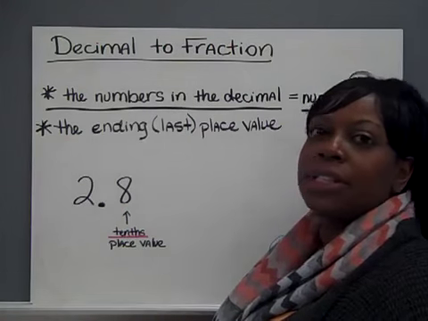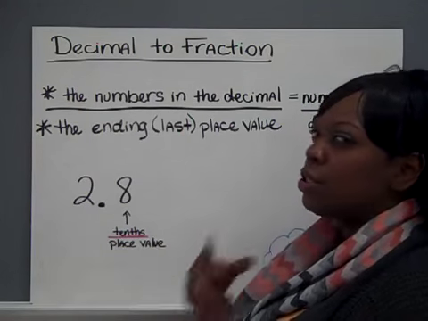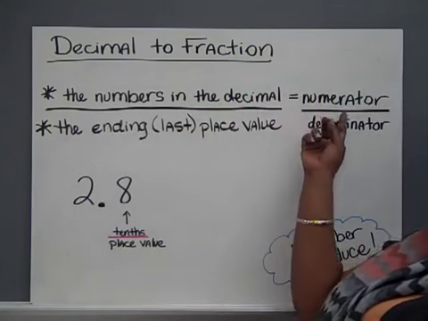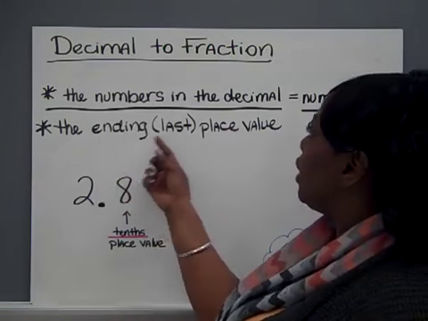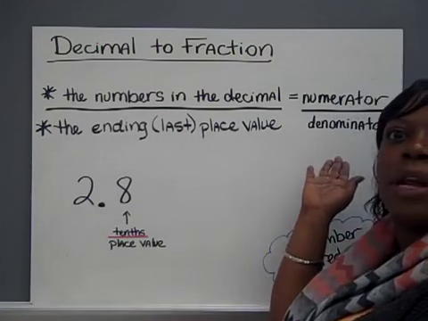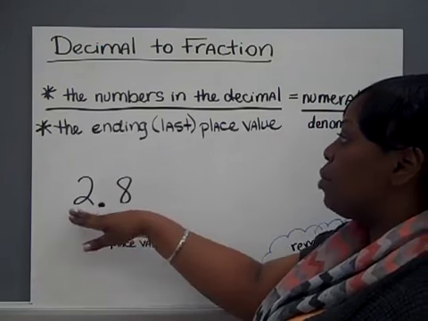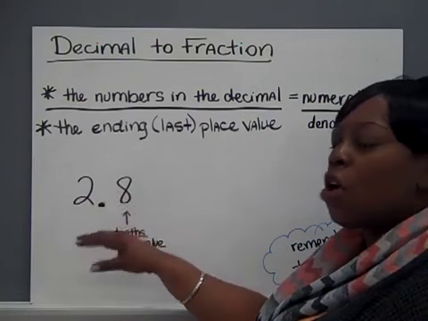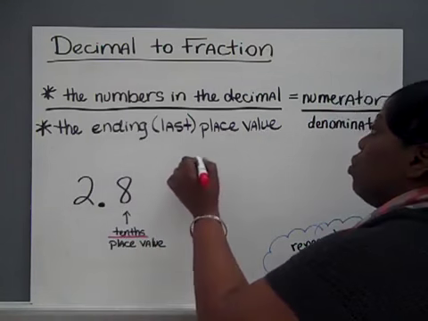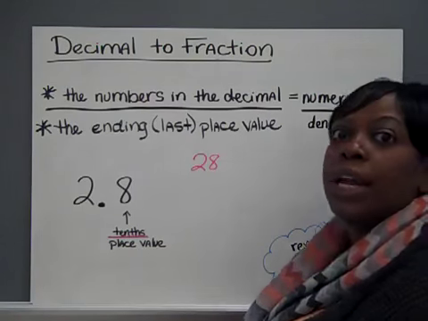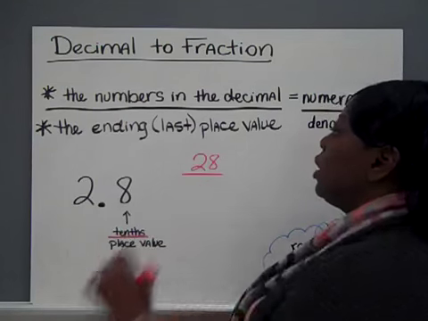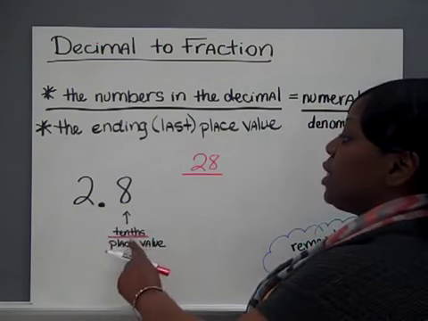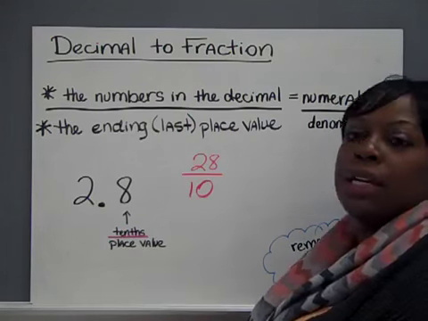Now, a decimal to a fraction. This one, there's two things to remember. You have to notice that the numbers in the decimal, they're going to make up your numerator. While the ending or the last place value, that's where your denominator is going to come from. So an example, 2.8. If you look at this problem, the numbers 2 and 8 are actually in the decimal. That means 28 is going to be my numerator. If you also look at the decimal, it ends in the tenths place value. So since it ends in the tenths, your denominator will be 10.